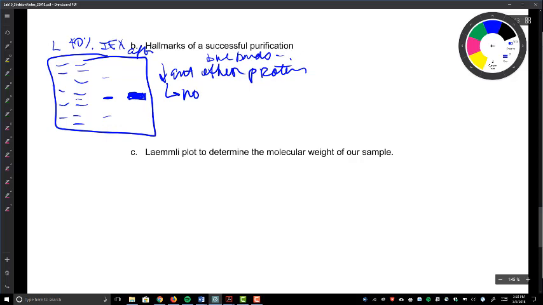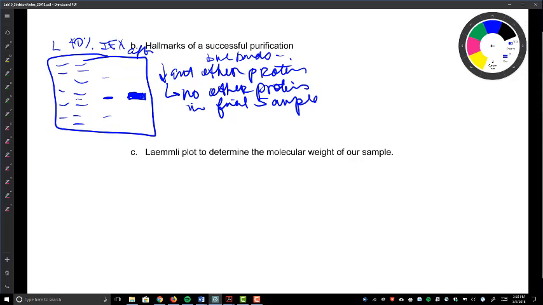Ideally, there wouldn't be any other proteins in your final sample. So for a sample to be pure, it needs to be like 95 to 100% your enzyme. All right, so you should not be able to see any other bands. So again, ideally, you should only see a band corresponding to LDH.